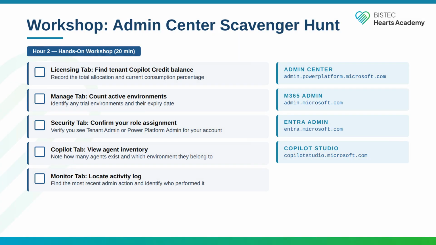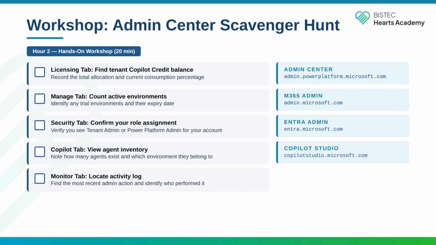In this workshop exercise, you navigate to 5 specific items across the 4 admin portals using your developer tenant. First, the Licensing tab. Find your tenant Copilot credit balance, record the total allocation and the current consumption percentage. This tells you where the tenant stands against its capacity right now. Second, the Manage tab. Count your active environments. Identify any trial environments and their expiry dates. In a clean developer tenant, this should be minimal. In a production tenant you have inherited, this is where the governance surprises begin.